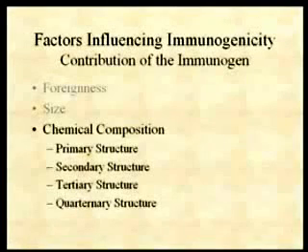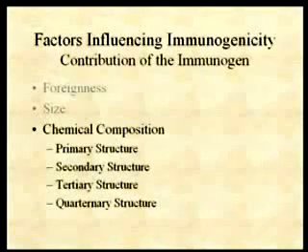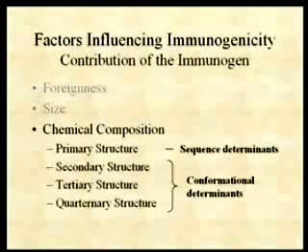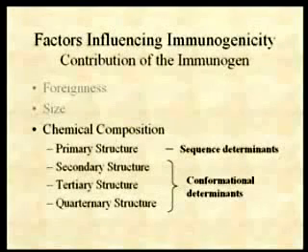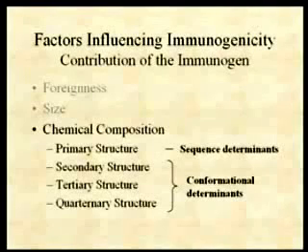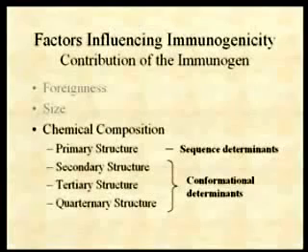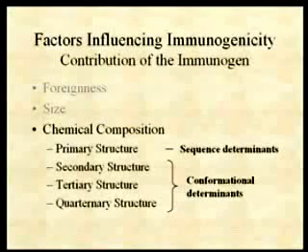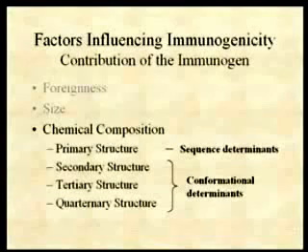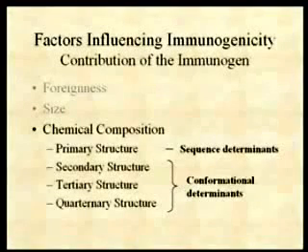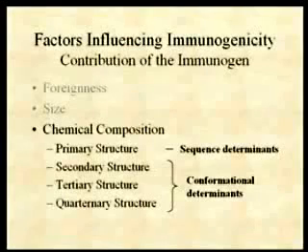So the more likely you're going to generate an epitope that can be recognized as foreign and to which the immune response can be directed. Now, those determinants that are dictated by the primary structure, the sequence of the antigen or the protein or whatever you're dealing with, are referred to as sequence determinants. You'll see them also referred to as linear determinants. Those that are determined by the secondary, tertiary, and quaternary structure are referred to as conformational determinants.